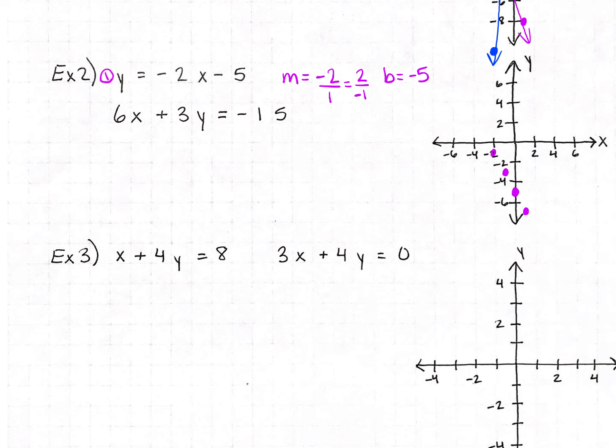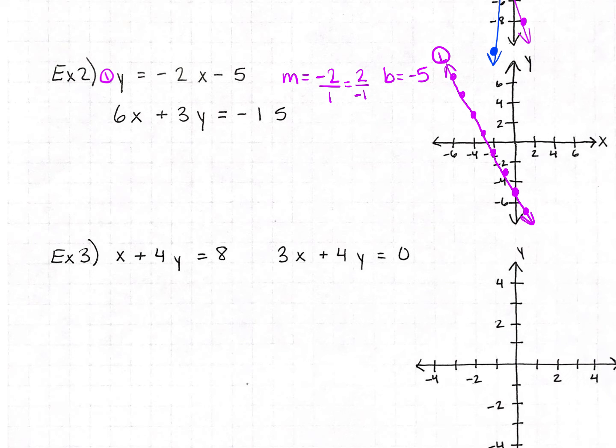Up 2, left 1, plot a point, and keep repeating that. And so I've got these points. I'm going to carefully draw a line as close to them as possible, and that was my first equation. I'm using different colors, and I'm also labeling these. On your paper, you could just use different colors, or you could just label them as equations 1 and 2.